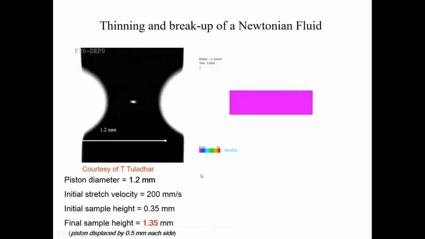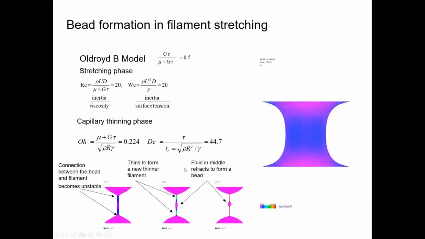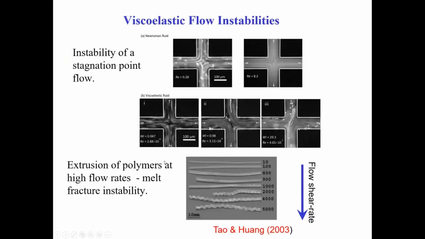And so you can think about capillary flows. I think I'll skip through these because we're kind of running out of time. But you can use this model then to investigate flow instabilities. So there's a classic one for a stagnation point. And there are also important ones in terms of extrusions of polymers, because you get melt fracture.